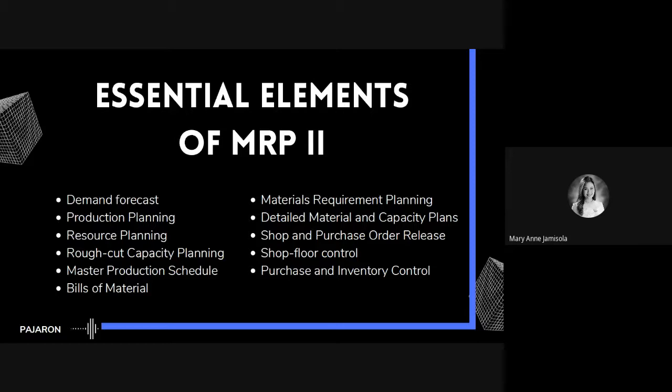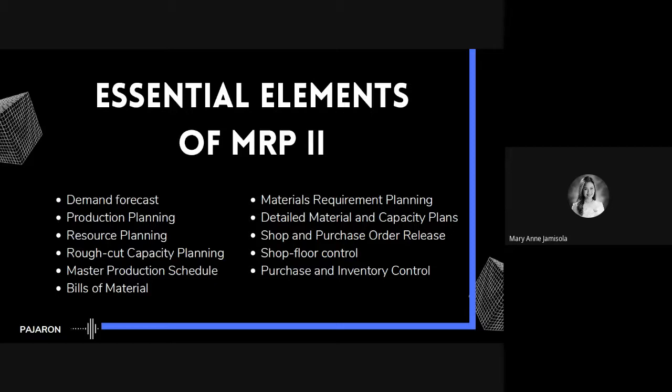Then we also have rough cut capacity planning. This is used to test the feasibility of meeting the production program, taking into account the capacity available. So it gives us a taste of reality. For example, if we are targeting to produce lots of finished goods, but what if our current plant capacity is not enough to produce that specific number of products? So that is the role of rough cut capacity planning, to take into account the capacity available.